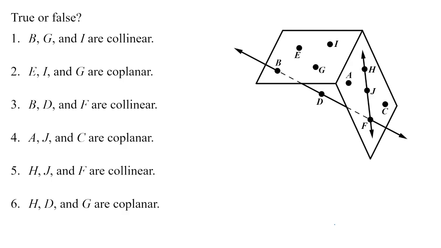So let's do true and false. B, G, and I are collinear. Okay, there's B, there's G, and there's I. As you can see, those 3 points do not lie on the same line. Therefore, it is false.